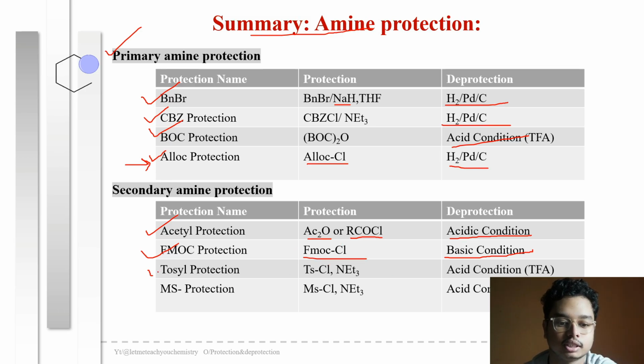Then it comes to the tosyl protection. Tosyl chloride and triethylamine are required to form the N-Ts bond, and the deprotection is under acidic conditions, trifluoroacetic acid. Similarly, for the mesyl case, mesyl chloride and triethylamine are required, and the deprotection strategy is the same as tosyl, trifluoroacetic acidic conditions.